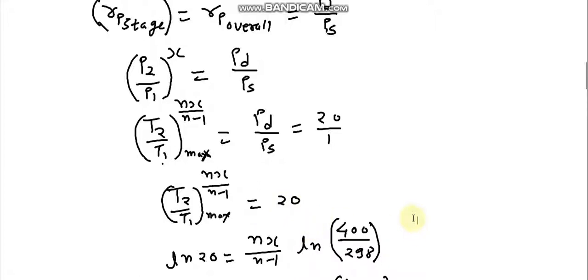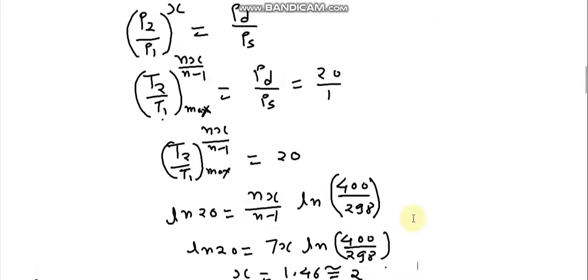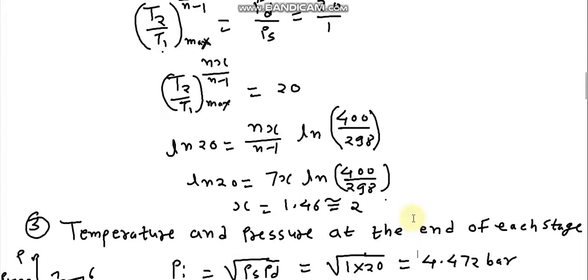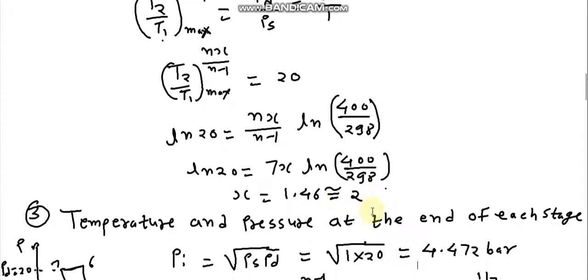By taking log on both sides, we put in the values of n and the maximum temperature T2, which is given. It should not exceed 400 Kelvin, so T2 is 400 and T1 is given as 298. We find the number of stages is 1.46, that is 2. The number of stages is 2. Now this is the second answer.